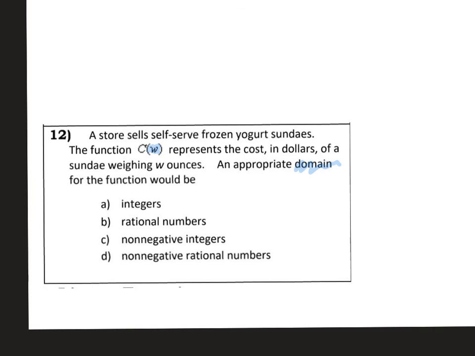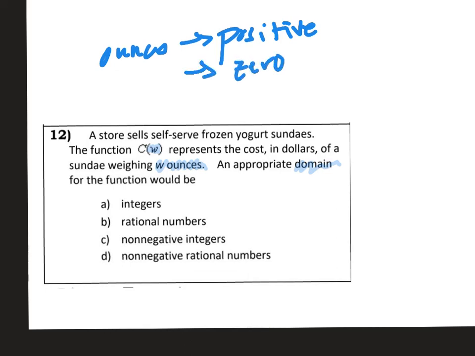And we know that W stands for ounces of a sundae. When we think about ounces, you can't have a negative weight. You can't have negative ounces, so it has to be positive, right? But you can also have 0 ounces, so it can also be 0.